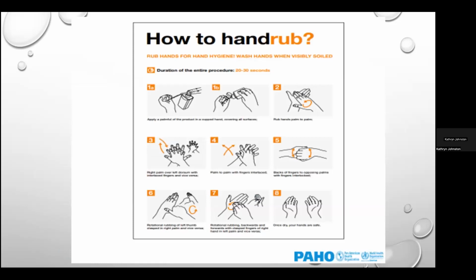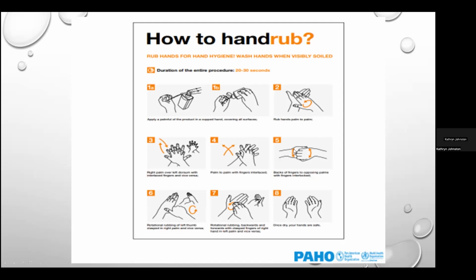So how do you hand rub? In this instance, I'd like to point out to you that steps 2 to step 7 are the same, whether you are applying an alcohol-based hand rub or you have applied soap to wet hands and you are performing hand wash. So the first thing you do is you rub palm to palm, and then you do the backs of the hands. Then you do inside the fingers.